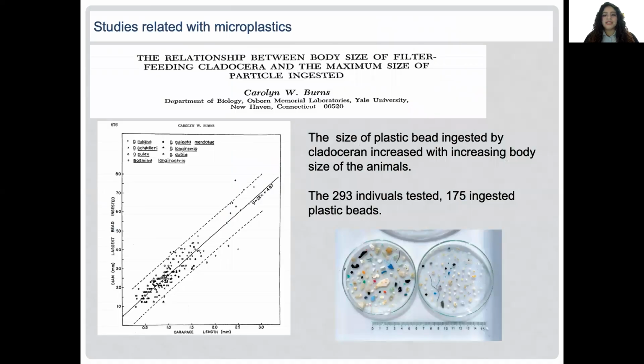Carolyn Burns in 1968 conducted a study of ingestion with 7 species of cladoceran and microbeads of plastic with different sizes. In this study, we can see a relationship between body size of cladocerans and the bead size ingested. From 293 individuals tested, 175 ingested plastic beads.